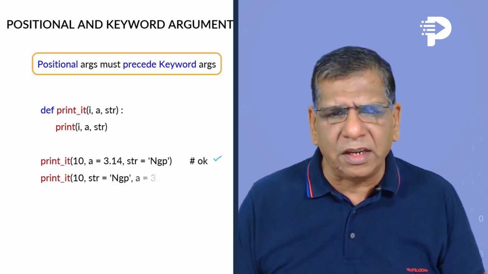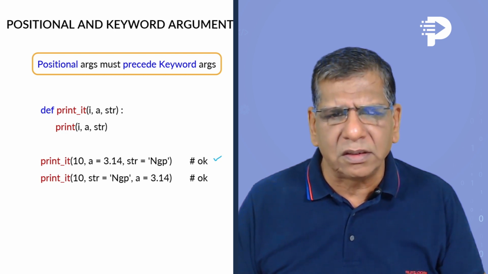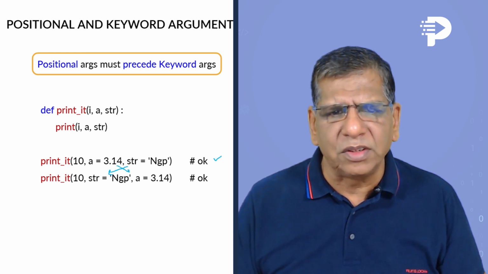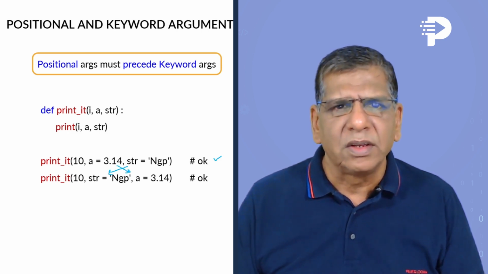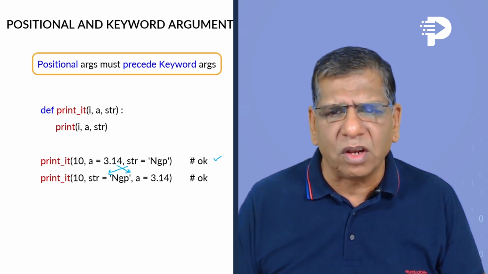If I say 10, str equal to Nagpur, A equal to 3.14, it means I have exchanged these. This has gone here, this has gone here. And 10 is the positional argument in both calls. Positional arguments are occurring before the keyword arguments. So this call should be equally okay.